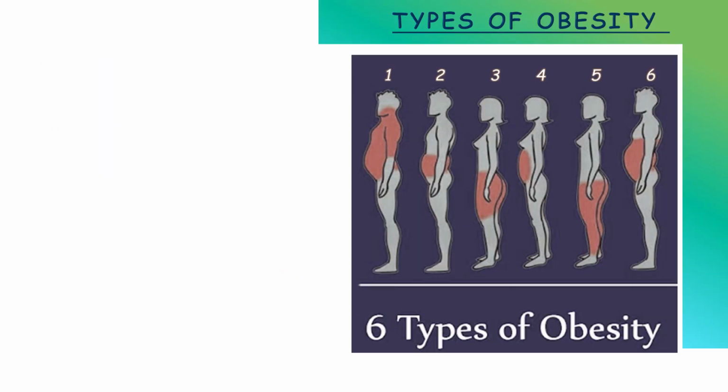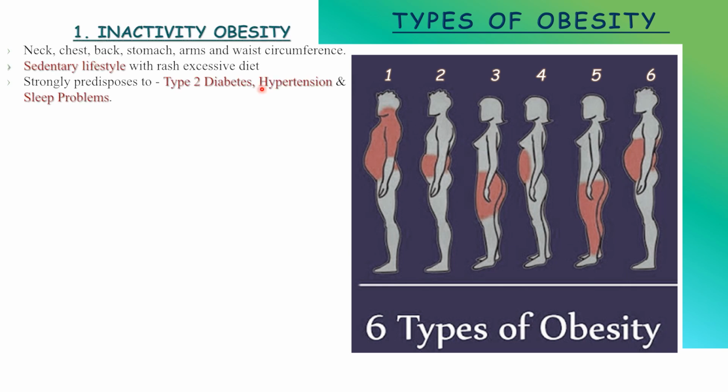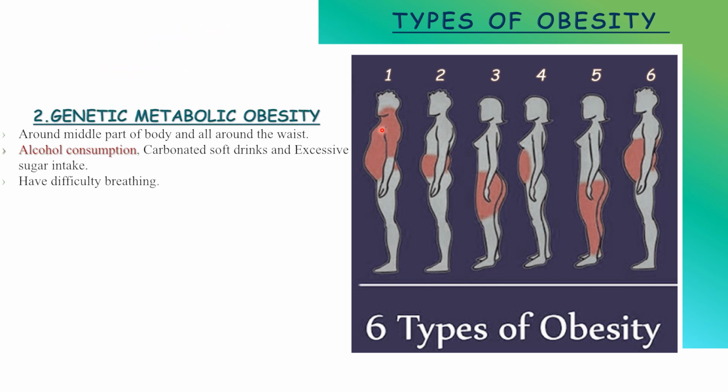So, having understood how to assess obesity, let's move ahead and see the types of obesity. Broadly, there are 6 types of obesity, and we are going to talk about each one of them. First one is inactivity obesity. Inactivity, as the name suggests, is associated with sedentary lifestyle. There is accumulation of fat in neck, chest, stomach, arms, waist, etc. And this type of obesity strongly predisposes the person to complications like type 2 diabetes, hypertension, sleep problems.